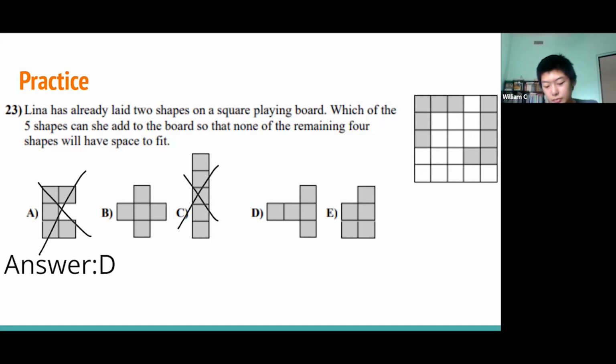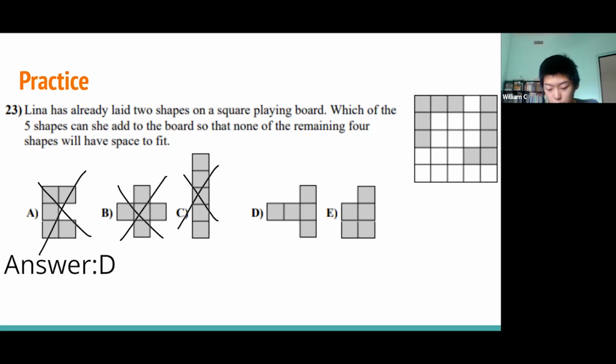Since we have to place at least one square in the bottom row, B must be like that. But notice that many other shapes can fit, so B is not the correct answer. Now we're down to D and E. Let's look at E first.